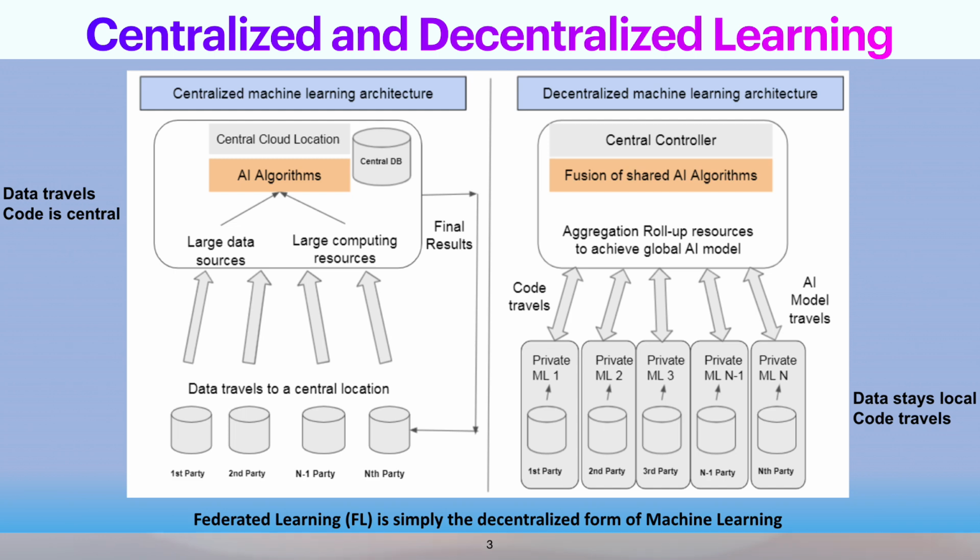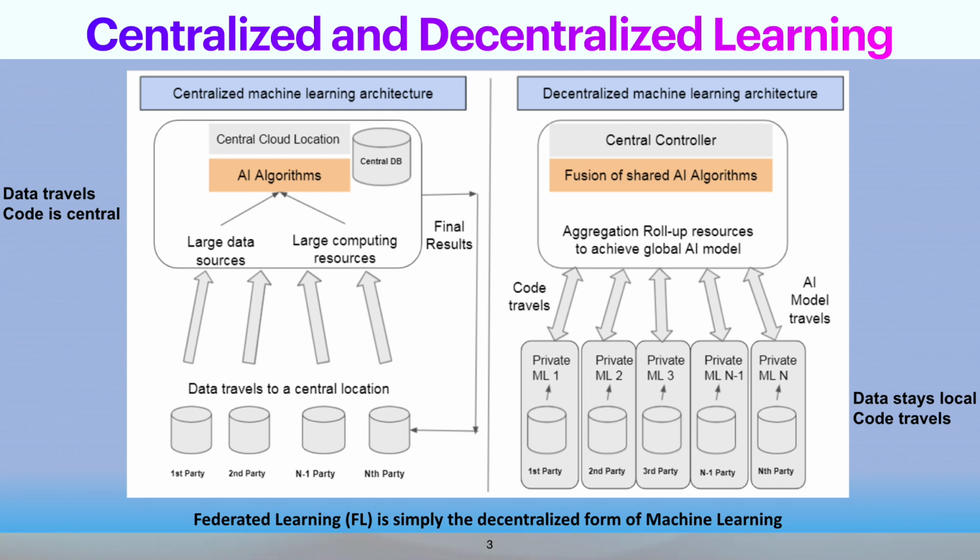So in this case the important point is that the data residing at each of these hosts or institutions, or in healthcare terms, hospitals, travels to the central server, whereas the machine learning code stays in the central server. The code is within the central server, and data travels from each of these hospitals to the central position. Whereas in the decentralized case, the data stays local.